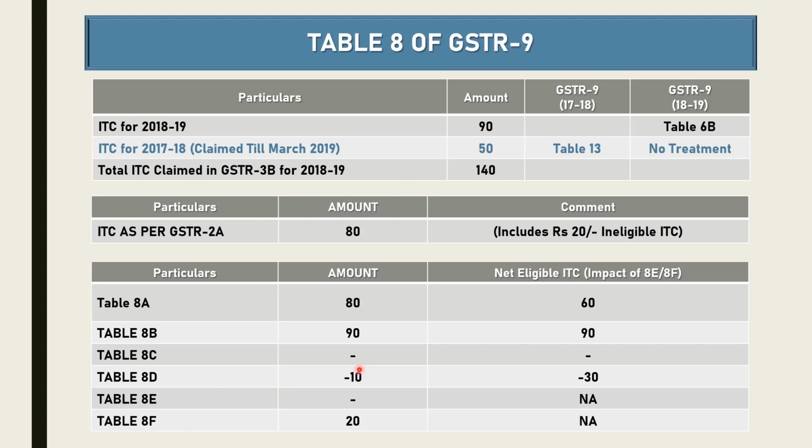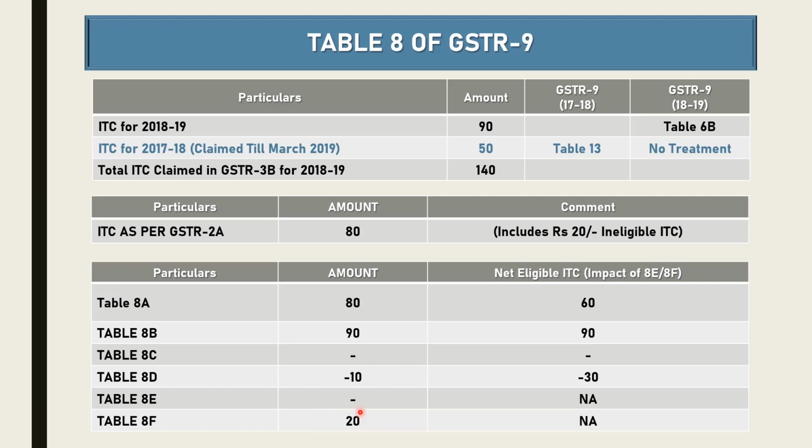Table 8E is ITC available in 2A but not availed. Table 8F is ITC available in 2A but ineligible. Now, since out of this 80 rupees, 20 rupees are ineligible, these are available in 2A, but since they are ineligible, I am required to report 20 rupees in table 8F.